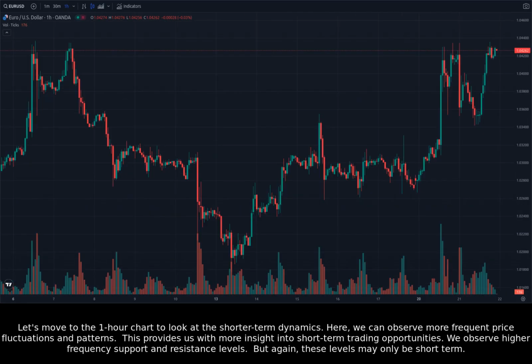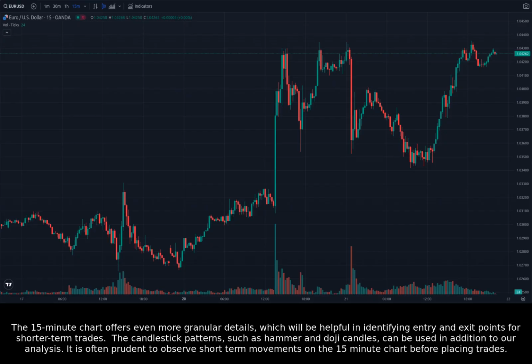Let's move to the 1-hour chart to look at the shorter-term dynamics. Here, we can observe more frequent price fluctuations and patterns. This provides us with more insight into short-term trading opportunities. We observe higher frequency support and resistance levels. But again, these levels may only be short-term.